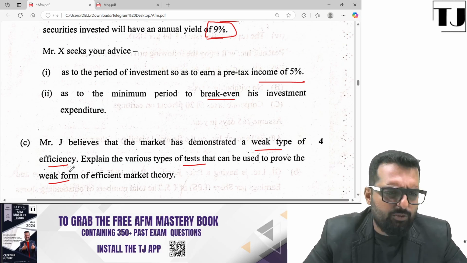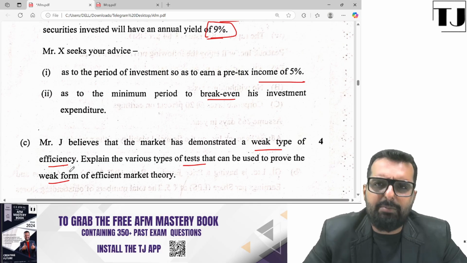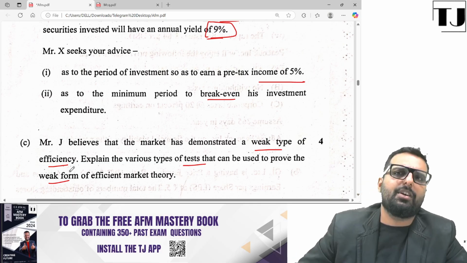You have correlation test, you have run test. In fact, on run test, you have a question also that is there in your study material that we have already done in our classes, friends.